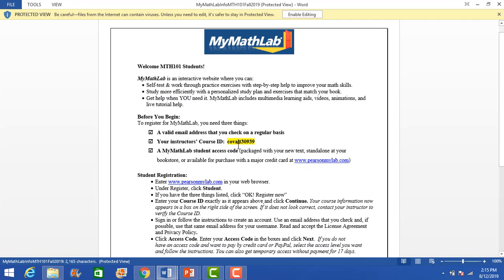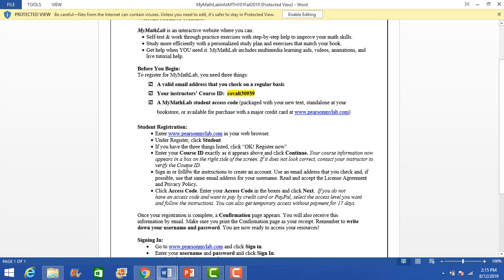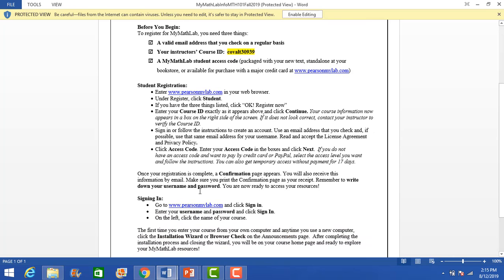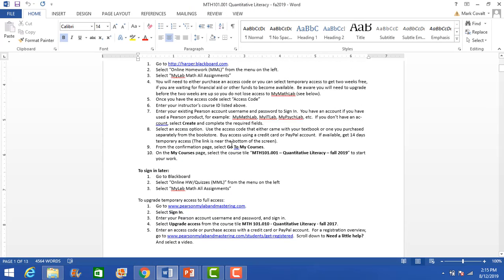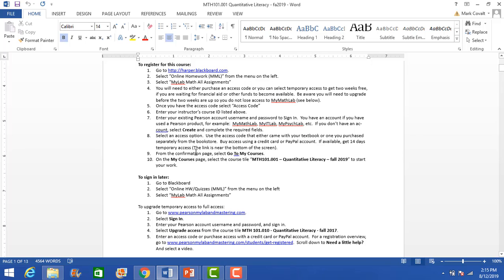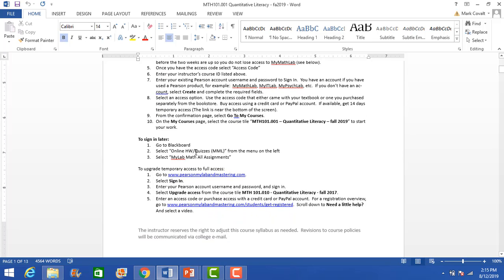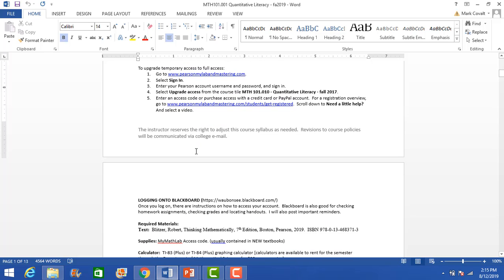Here's the course ID again. Make sure you double check to make sure that that's correct. And then here are the other student instructions that you can use. So these are other types of instructions. Again, more than one way to skin a cat, but these are the ones that I would rather you use, because this will prevent you from having to log into My Math Lab all the time.